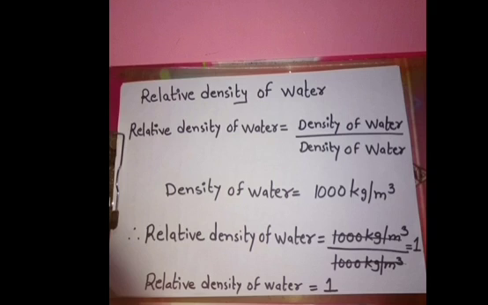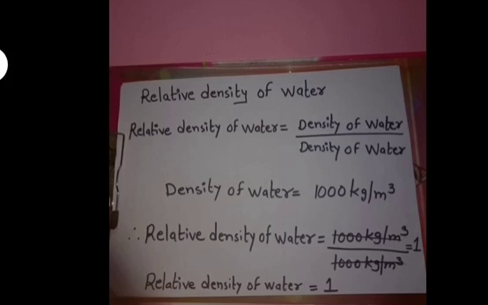Now we have to find the relative density of an object and compare the relative density of an object with the relative density of water. If the relative density of an object is less than 1, the object will float. And if the relative density of an object is greater than 1, the object will sink. Now this can be understood by taking a few examples.